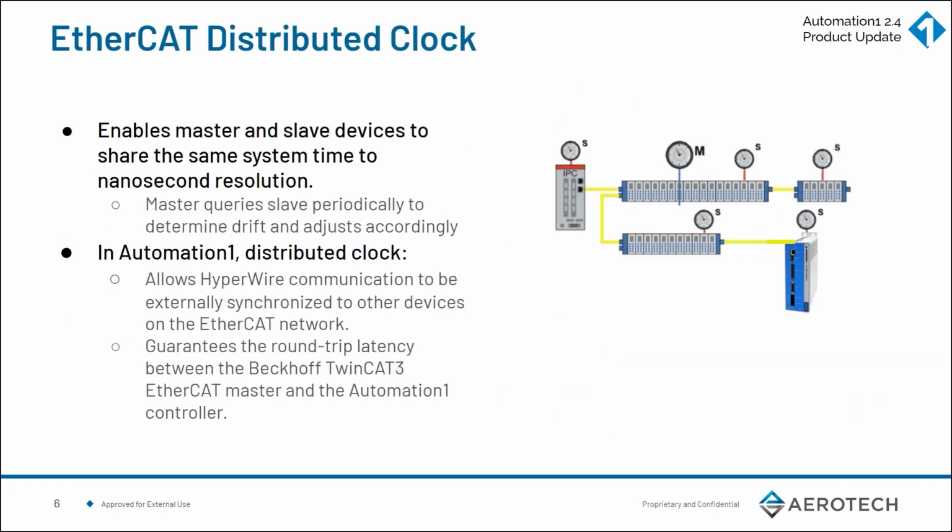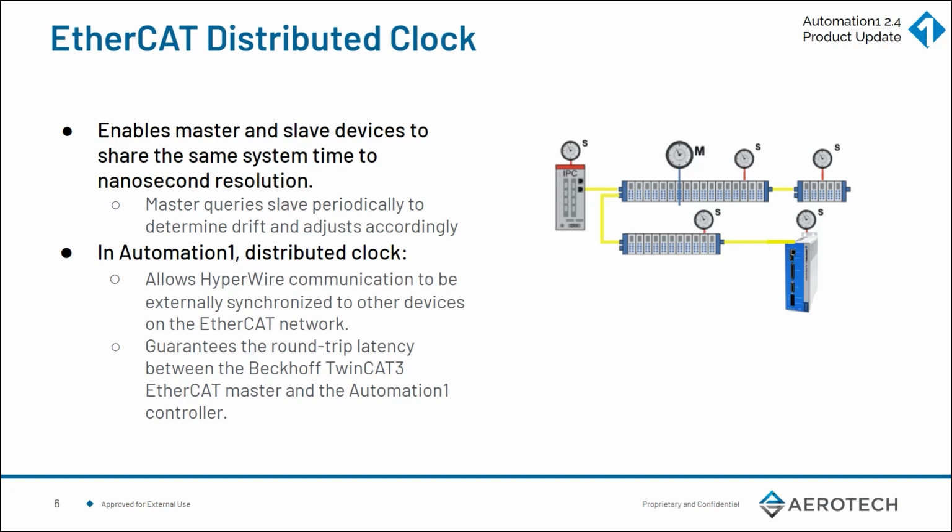EtherCAT Distributed Clock is the next beta feature that was added in the 2.4 release. This enables master and slave devices to share the same system time to a nanosecond resolution. The master basically queries slaves periodically to determine drifts and adjust accordingly. In Automation1, as you can see, the iXC4E drive is connected in the EtherCAT yellow bus network on the image on the right.